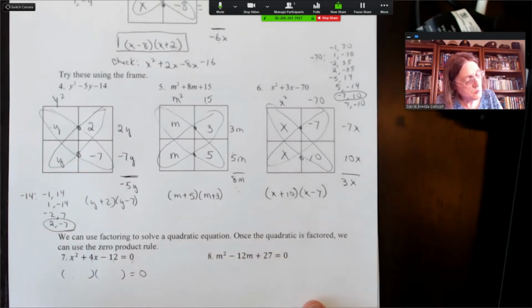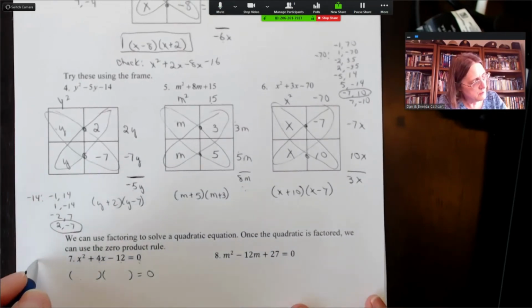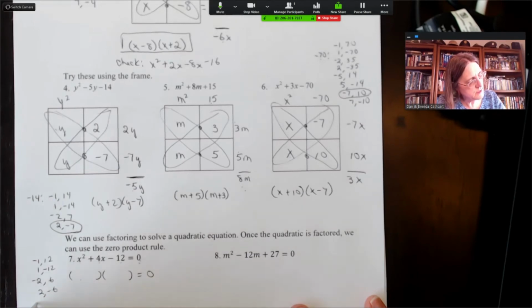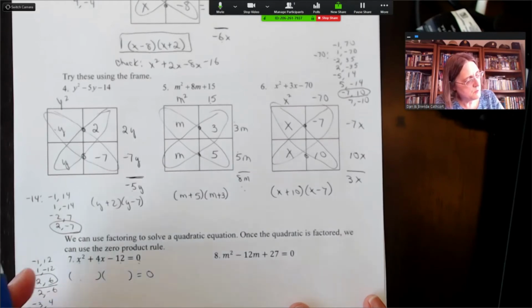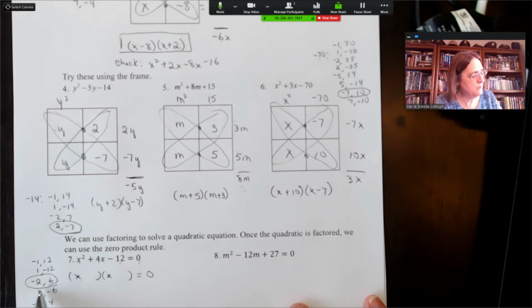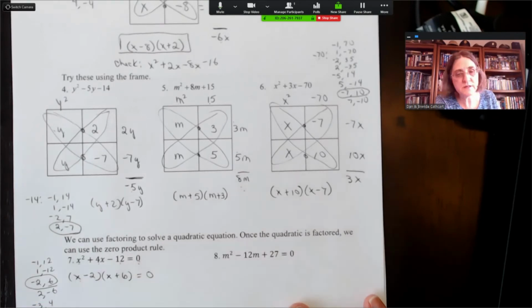So let's just list real quick the factors of negative 12. We have negative 1 and 12, 1 and negative 12, negative 2 and 6, 2 and negative 6, negative 3 and 4, and 3 and negative 4. I'm looking for a pair that add up to my middle term of 4x. So as I go through, I see this pair of factors adds up to 4. So to get x squared, we have x times x. To multiply to get negative 12, we've chosen the factors negative 2 and 6. So minus 2 plus 6.